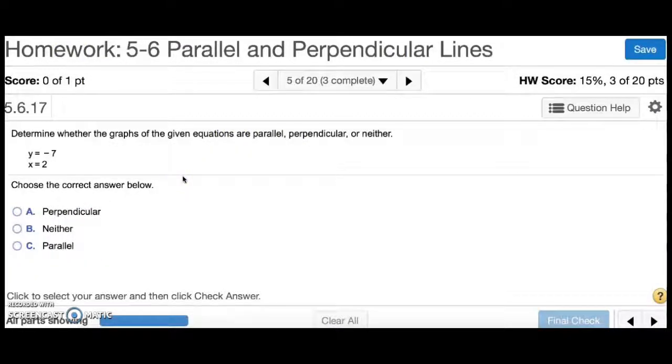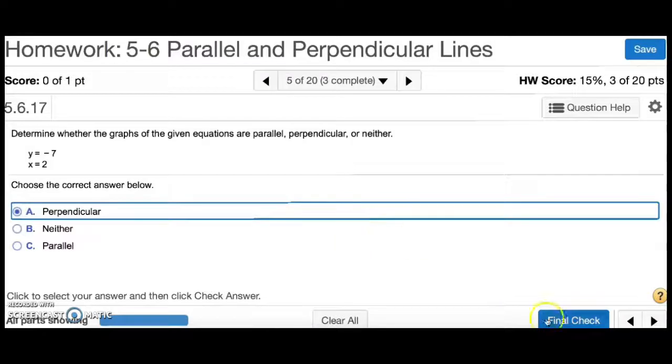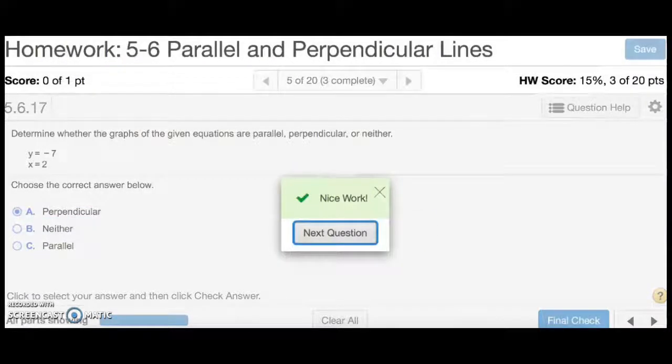Number 5. Determine whether the graphs of the given equations are parallel, perpendicular, or neither. We have a horizontal line and a vertical line. Their intersections are always perpendicular to each other. So it's perpendicular for number 5.